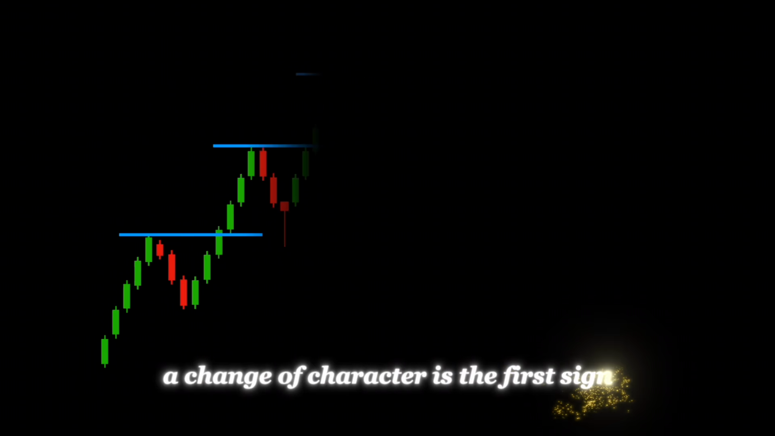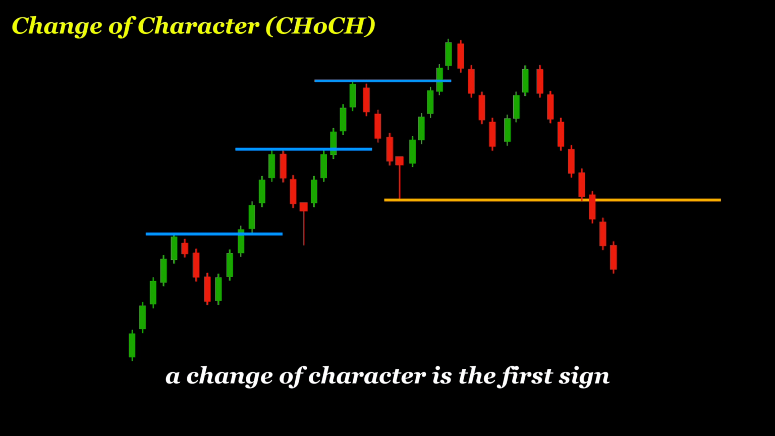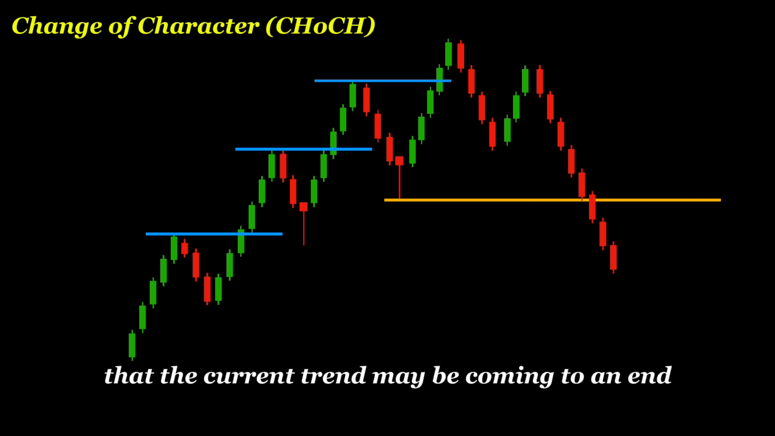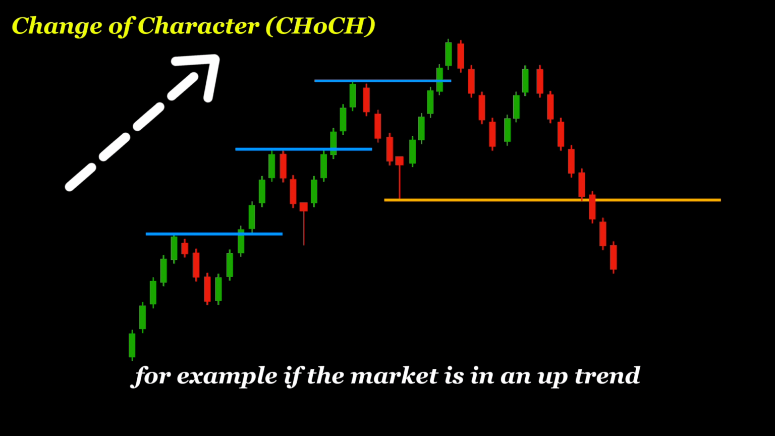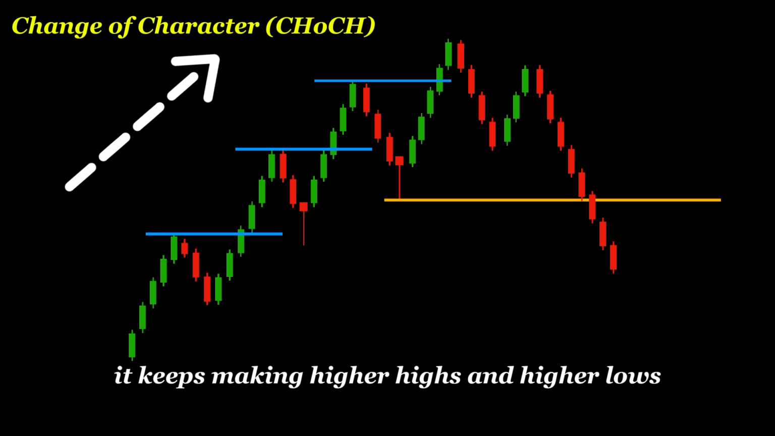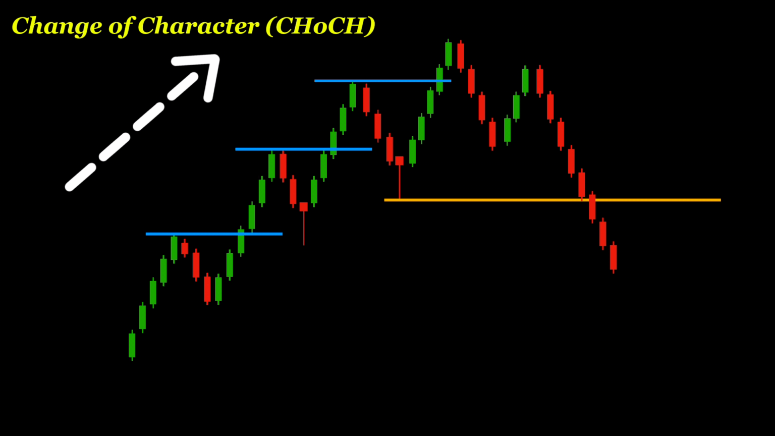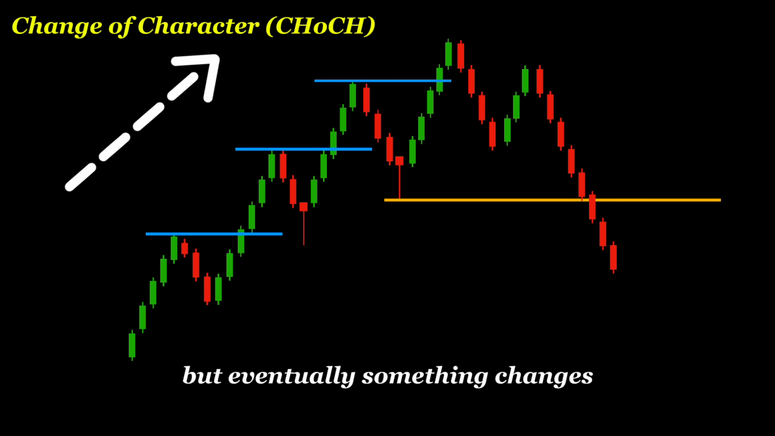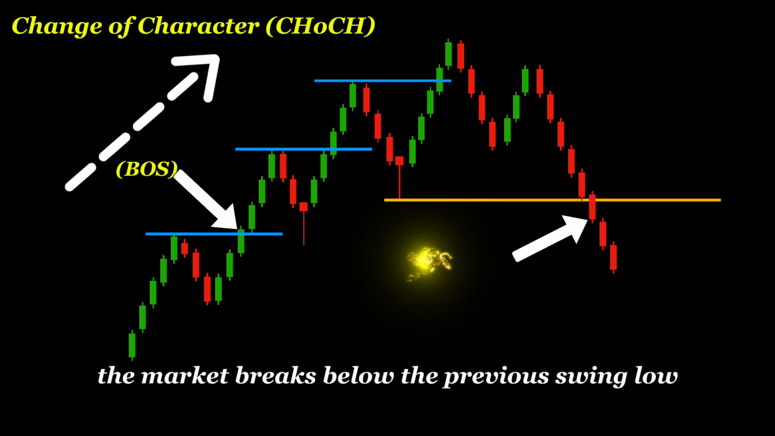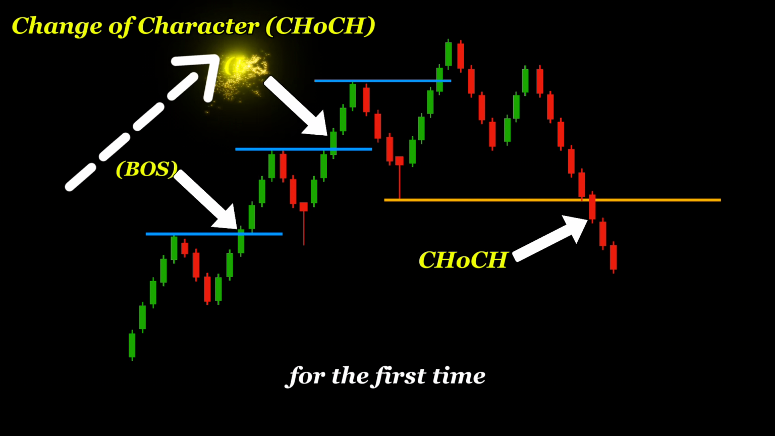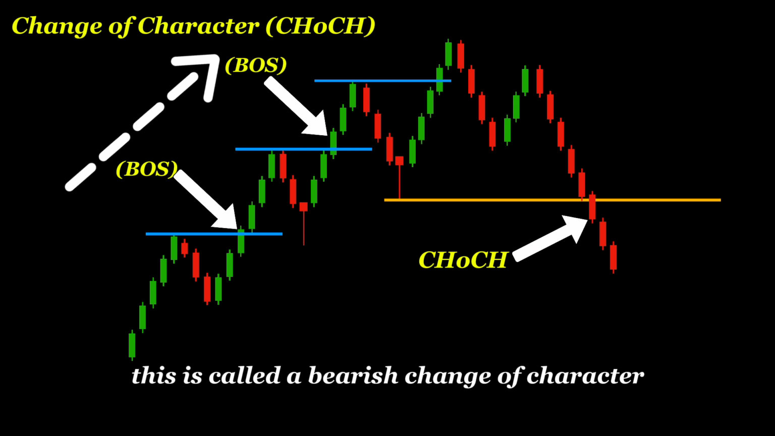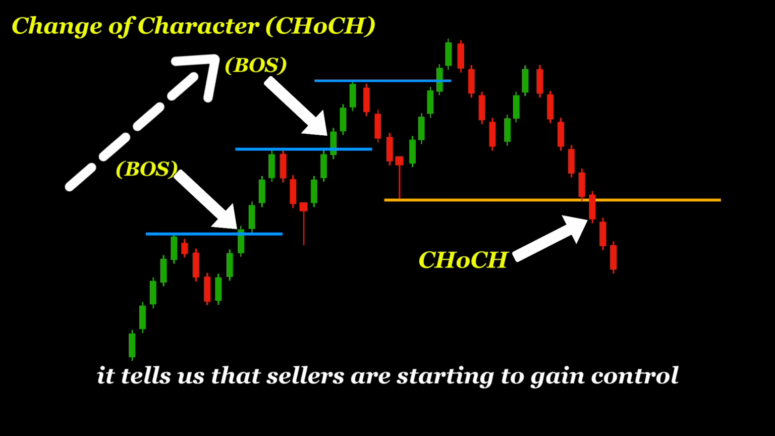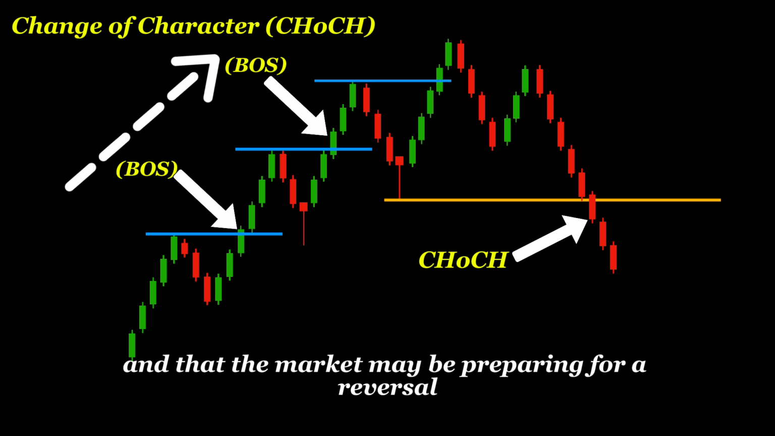continue. A change of character is the first sign that the current trend may be coming to an end. For example, if the market is in an uptrend, it keeps making higher highs and higher lows. But eventually, something changes. Instead of making another higher low, the market breaks below the previous swing low for the first time. This is called a bearish change of character. It tells us that sellers are starting to gain control and that the market may be preparing for a reversal.